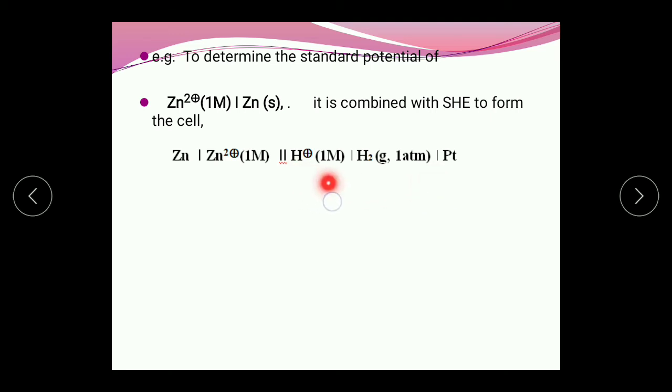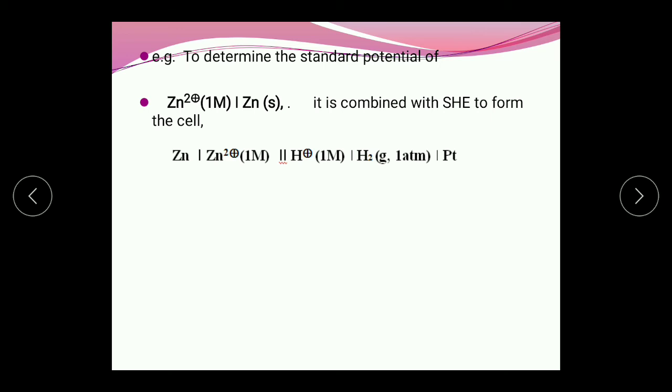H+ with 1 molar concentration, single vertical line, H2 at 1 atmospheric pressure, and that is adsorbed on Pt, that is platinum, with a single vertical line. These three are in direct contact. There is a double vertical line. That is what it tells: these two electrodes are connected by a salt bridge, or they are connected indirectly to each other. So suppose we have prepared the cell like this.